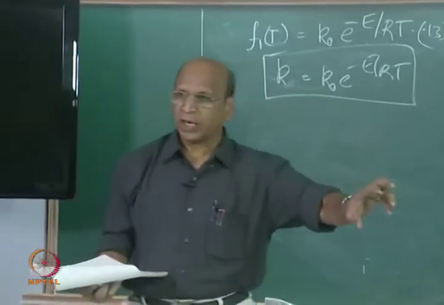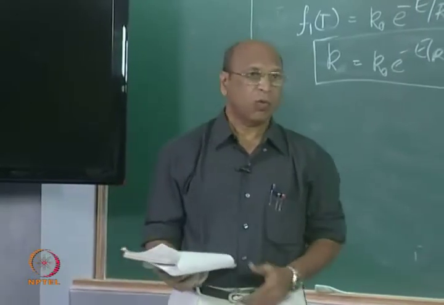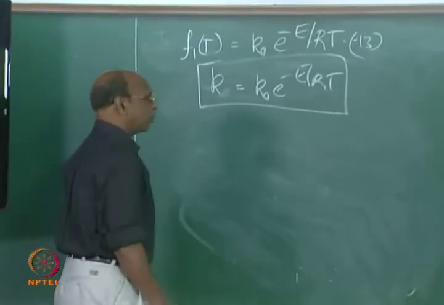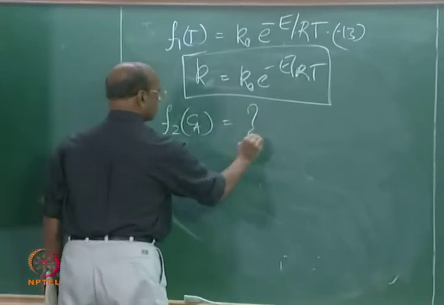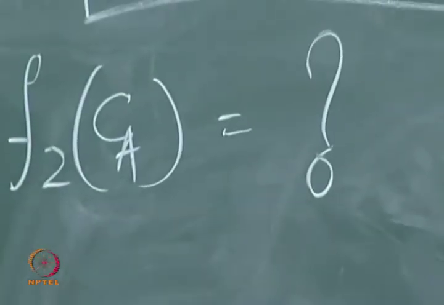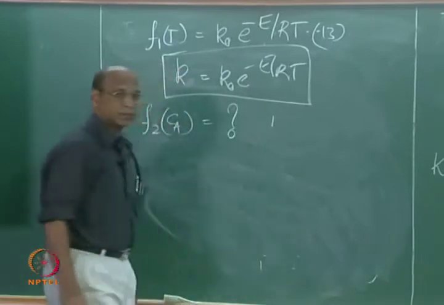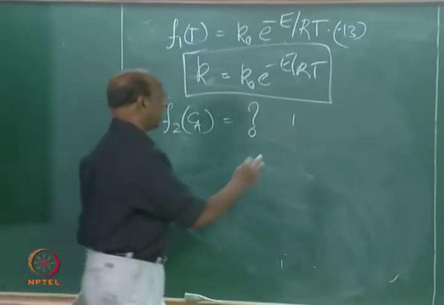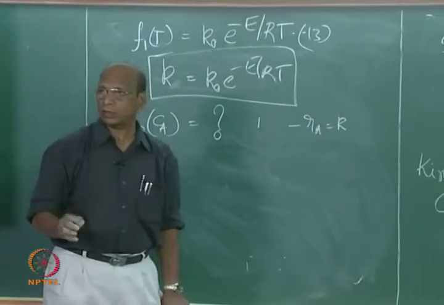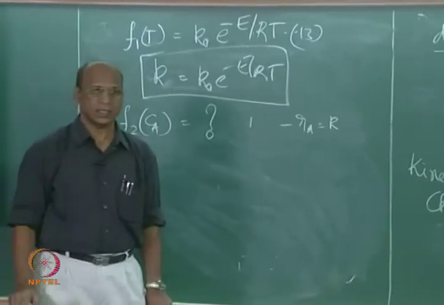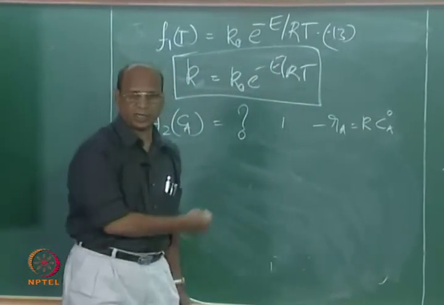We have the k part, F1(T), and the other part is F2(CA). Now, what kind of format do you get for this F2(CA)? If you are very lucky, then this will be simple. If I have the rate equation -rA = simply k CA^1, or CA to the power of 0, so it is a zero order reaction. That is why we have told it is 1.